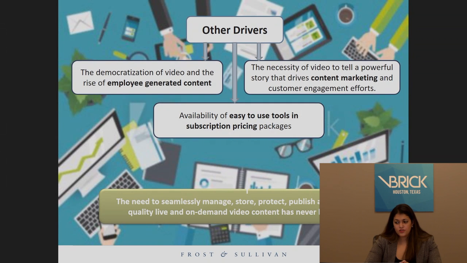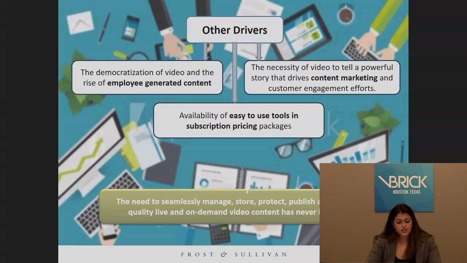Here we're going to touch briefly upon some other drivers that are causing enterprises to adopt video. The first is the increasing use of video to drive the content marketing use case and the sales process. We see enterprise video platforms integrating with marketing automation solutions and CRM solutions. And that combination is really helping make lead generation and lead qualification way more effective than in the past. Also, the proliferation of video-enabled consumer devices means that everybody today holds a means of video production in their pockets. So video creation and production, in a way, has become truly democratized.